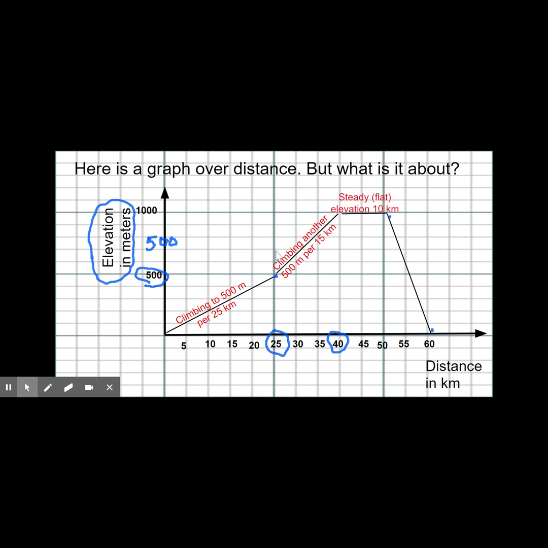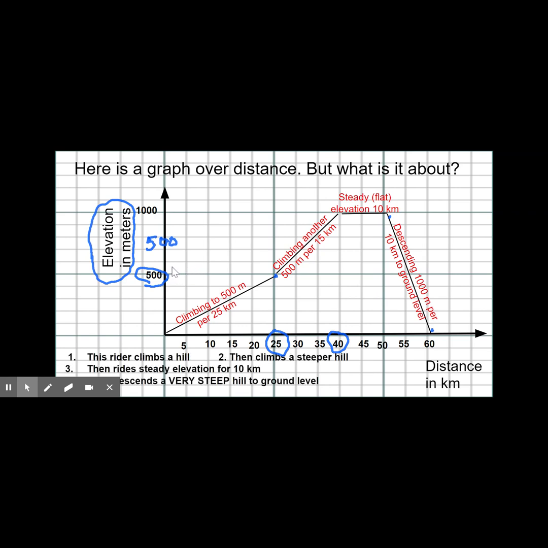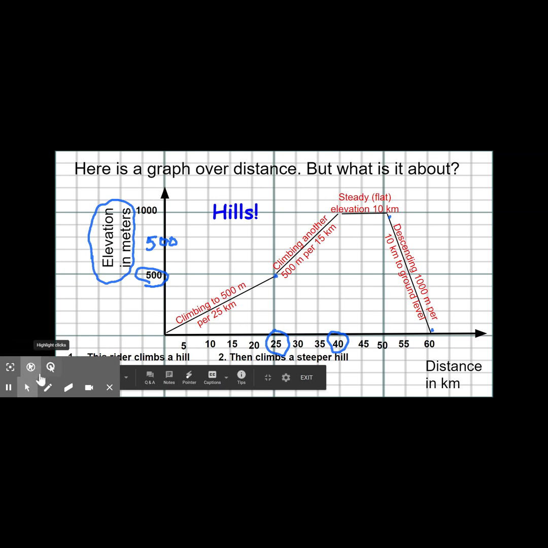Then we get to a flat section, steady flat elevation, 10 kilometers, gaining or losing 0 elevation. And then a very steep descending downhill, 1,000 meters per 10 kilometers in horizontal. Very steep downhill. This rider climbs a hill, then climbs a steeper hill, then rides a steady elevation for 10 kilometers, then descends a very steep hill to ground level. Elevation graphs are really about the hills.